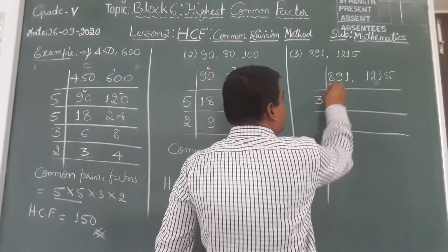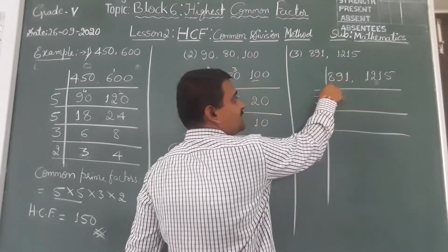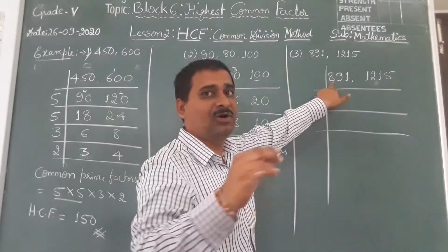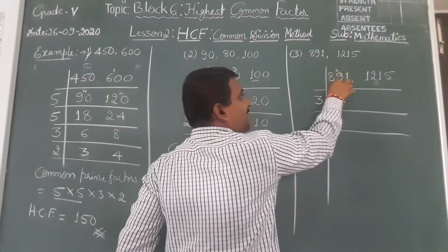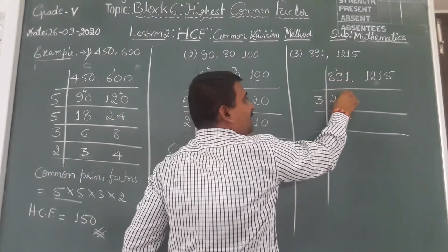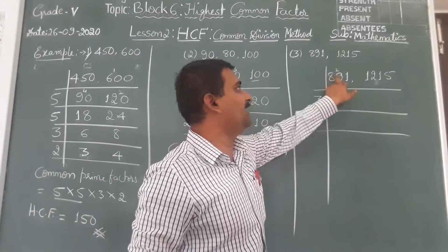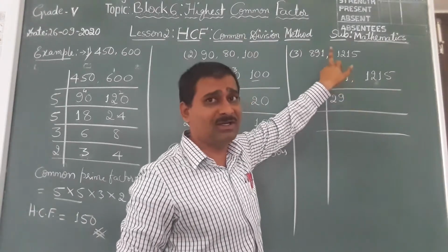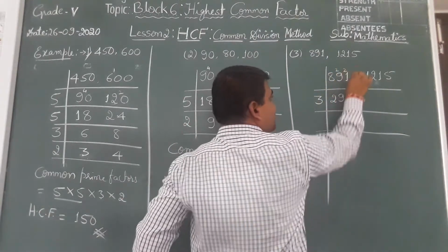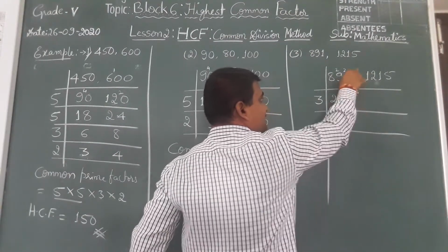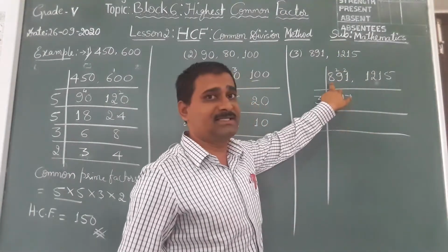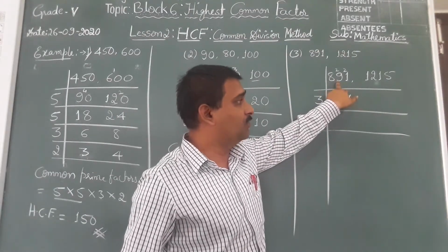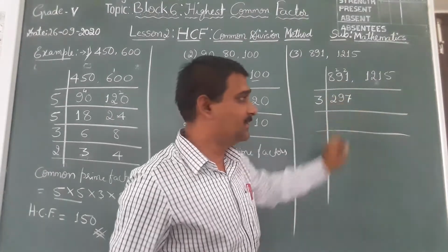With 3, see children, 3 2s are 6, 3 3s are 9, that will not work. 3 2s are 6. Out of 8, 6 gone, 2 remains, 29. 3 9s are 27, the maximum for 29. Out of 29, 27 gone. Again 2 remains, 21. 3 7s are 21, right?